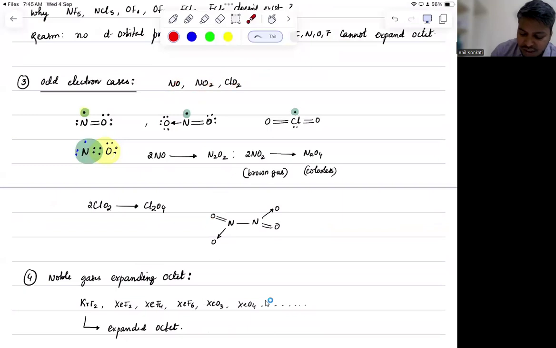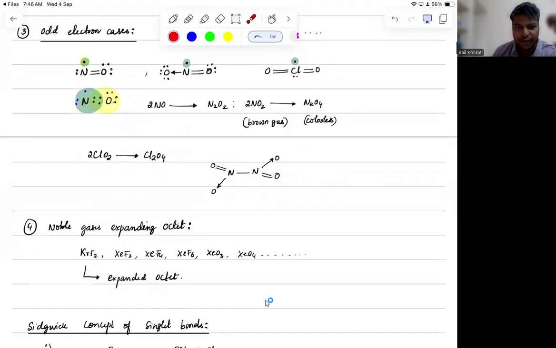Next, odd electron cases. NO, NO2, ClO2, ClO3, BrO3, clear? These are all those cases where there is a single extra electron or incomplete electron present. So you can see in NO, you will have this one electron present on nitrogen, which is not completing the octet on nitrogen. Similarly, if you notice NO2, this electron can appear on oxygen and nitrogen and make a resonance, but the octet will not be completed for all of them. ClO2, no octet completed. So these odd electron cases have a chance to undergo dimerization. NO will dimerize to N2O2, NO2 will dimerize to N2O4, ClO2 will dimerize to Cl2O4 and so on. Clear everybody?